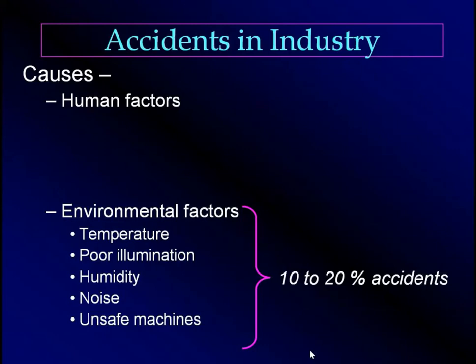Next are the environmental factors. Environmental factors contribute a much smaller percentage, that is 10 to 20% of accidents. These can be temperatures, like high or low temperatures while working, and poor illumination. Illumination means the light. Then humidity, noise, and unsafe measures. So these are the various causes of accidents in the industry.